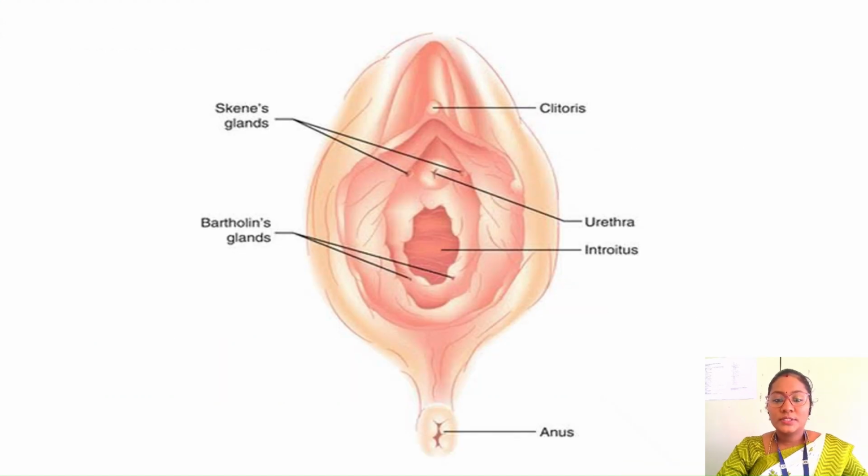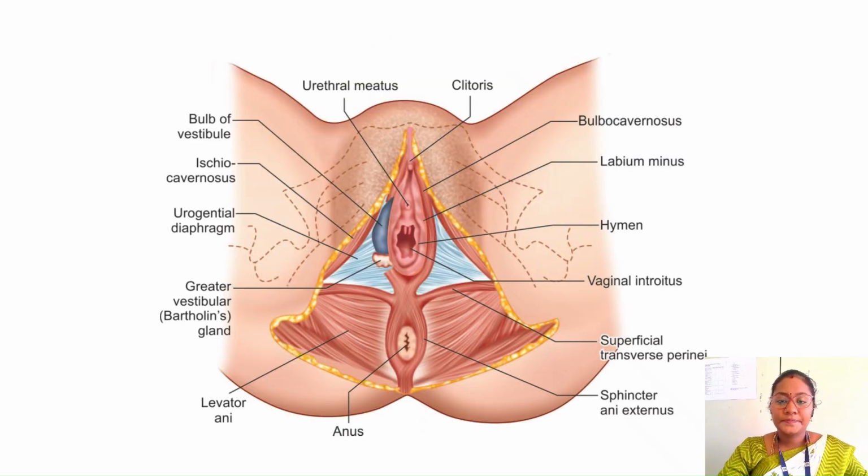See the Bartholin glands and then Skene's glands in this picture. This is the Skene's gland, and this is the Bartholin gland, opening on either side. So there are four glands: the Bartholin glands are two, and then the Skene's glands. See, this is the bulb of vestibule. This grayish region is the bulb of vestibule, and this is the Bartholin gland. That is the vestibular glands.